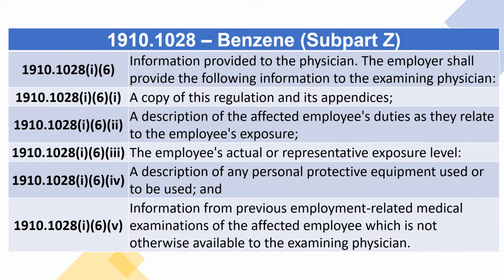1910.1028 I-6 Information provided to the physician. The employer shall provide the following information to the examining physician: a copy of this regulation and its appendices, a description of the affected employee's duties as they relate to the employee's exposure, the employee's actual or representative exposure level, a description of any personal protective equipment used or to be used, and information from previous employment-related medical examinations of the affected employee which is not otherwise available to the examining physician.